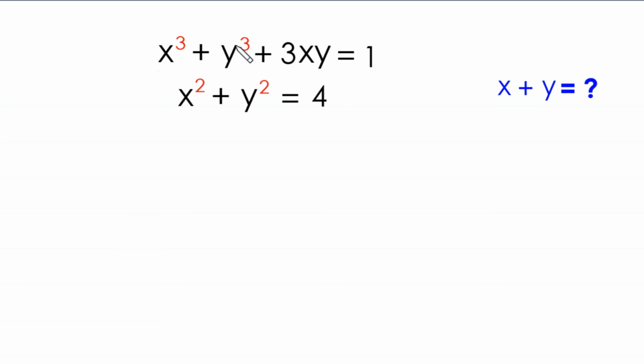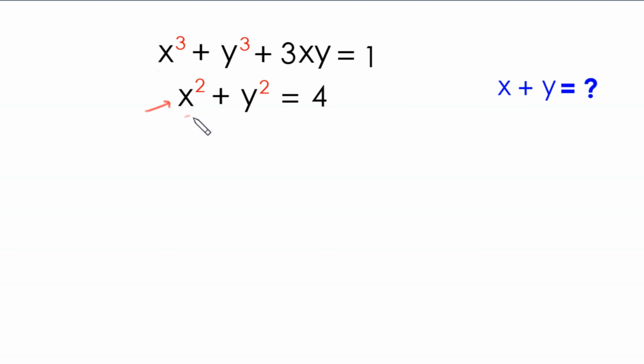x cubed plus y cubed plus 3xy equal to 1 and x squared plus y squared equal to 4. Our job is to find all possible values of x plus y. So let's start. First we focus on this second equation.